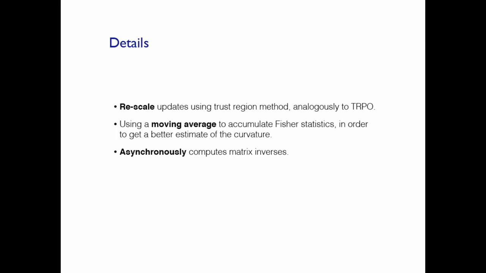Other details include that we rescale the updates using a trust region method, very similar to TRPO. We also use a moving average to accumulate the Fisher statistics in order to get a better estimate of the curvature. We also asynchronously compute the matrix inverses to speed up computation time.